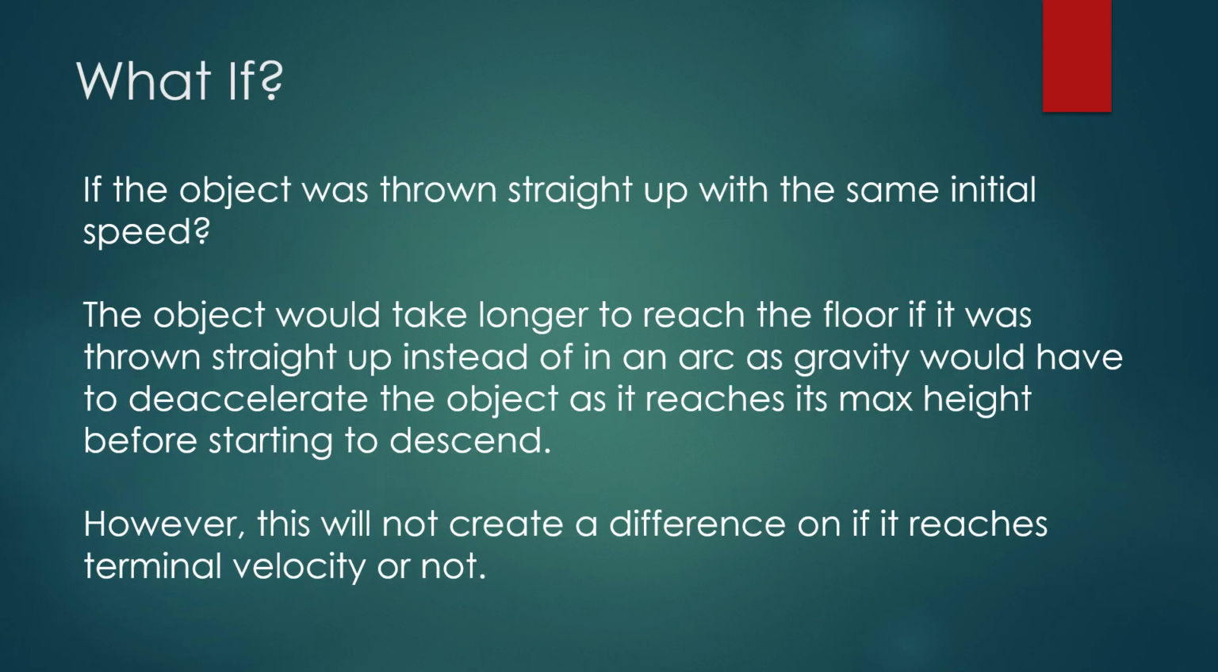Some what ifs. If the object was thrown straight up in the air with the same initial speed, the object would take longer to reach the floor than if it was thrown in an arc, as gravity would have to decelerate the object as it reaches its max height before starting to descend. However, this will not create a difference in whether it reaches terminal velocity or not, as that is not affected by how much initial velocity was applied to the y component.